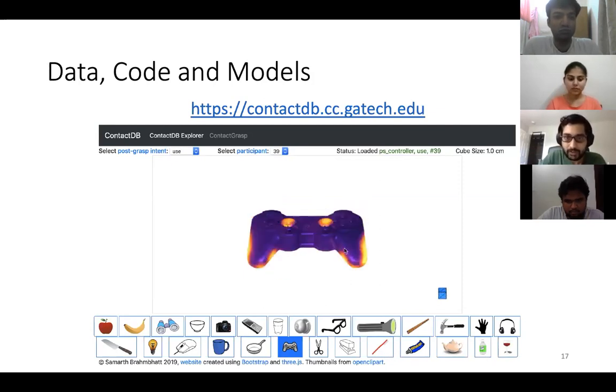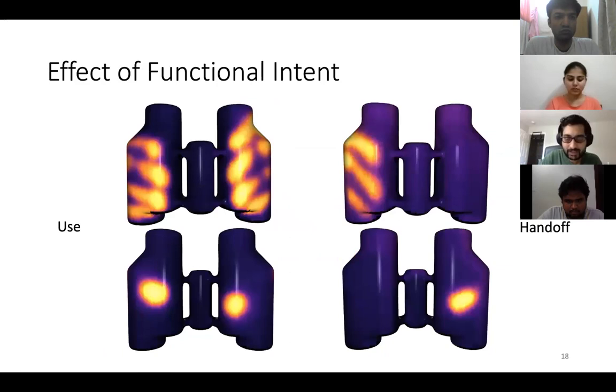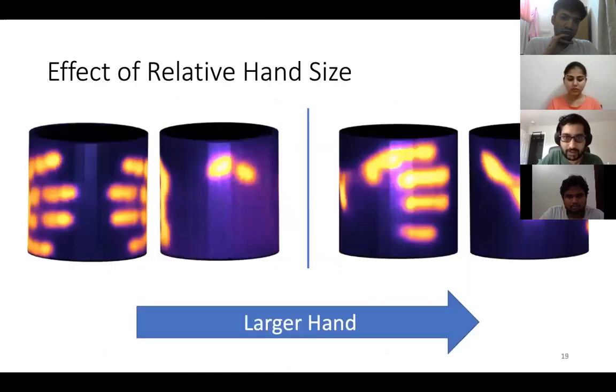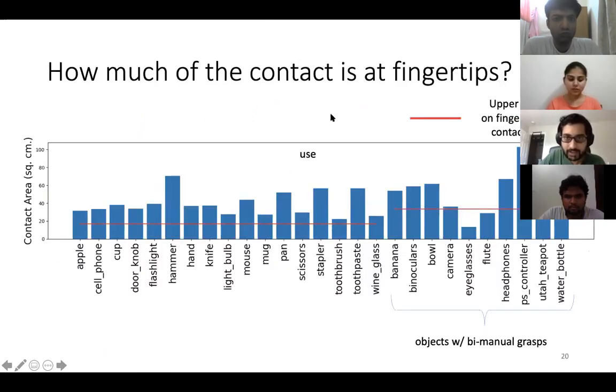So some analysis that we did, I'll quickly go through that, and I'll also speed up a little bit. So the functional intent that I mentioned, use or handoff, really significantly influences the contact. The size of the hand also influences. People with smaller hands prefer bimanual grasps. And an interesting question is how much of the contact actually happens at the fingertips rather than other areas of the hand.